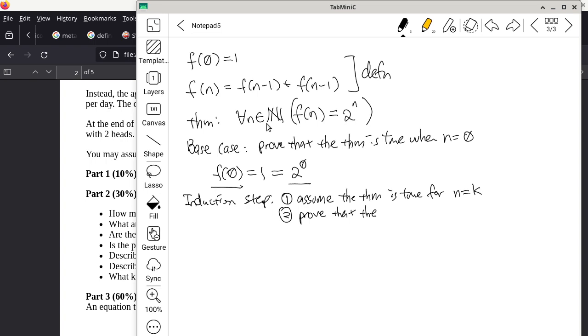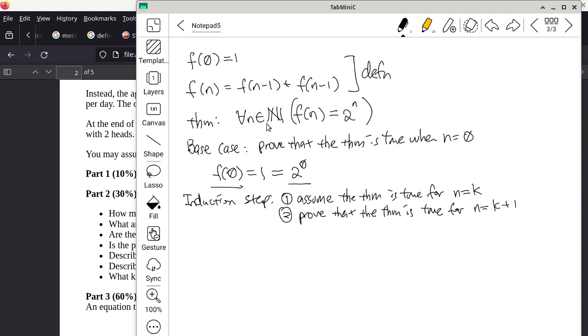The second step of the induction step is to prove that the theorem is true for the case when n equals k plus 1. So it's always just plus one. You cannot skip numbers, okay? It has to be just the next in the sequence.